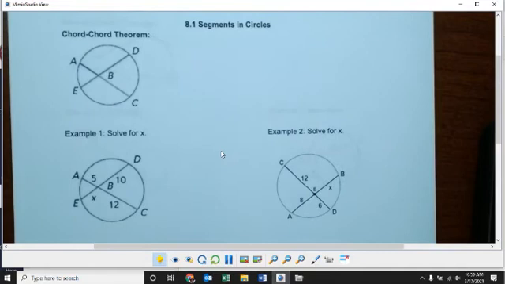This one should be pretty short. We're talking about segments and circles today. There are three different applications that we're going to do. So I'm going to show you the rule, work a sample problem, ask that you pause and work the second sample problem, and then I'll show you the answers to it.